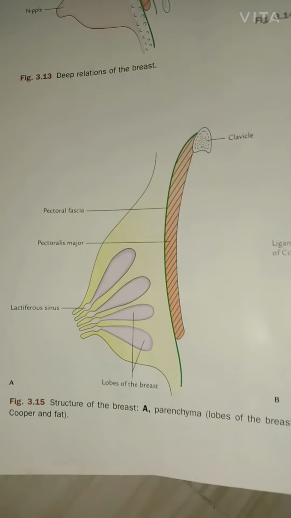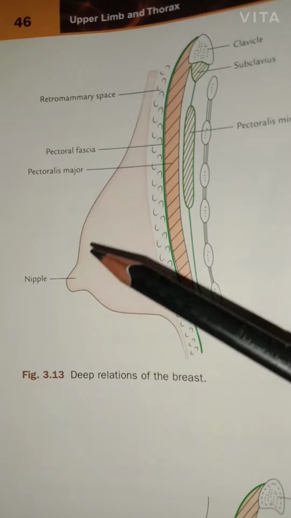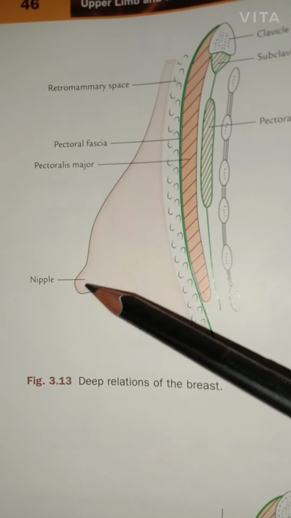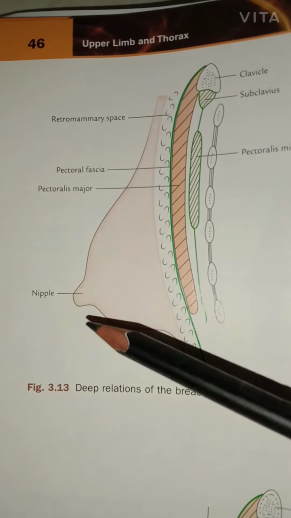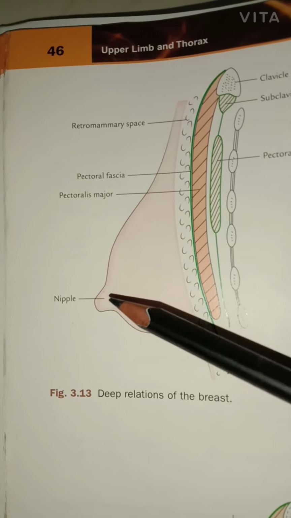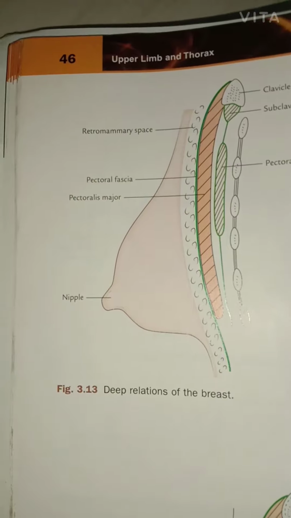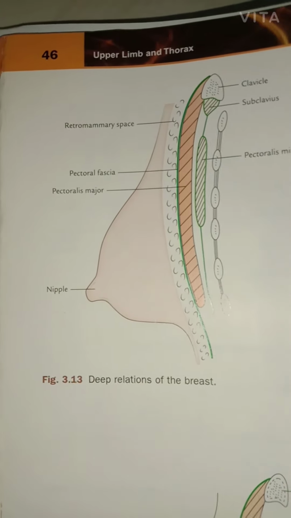In this diagram you can see the anterior part of the breast shows a conical projection. This is called the nipple, and it is present just below the center of the breast, at the level of the fourth intercostal space. The nipple is pierced by 15 to 20 lactiferous ducts.